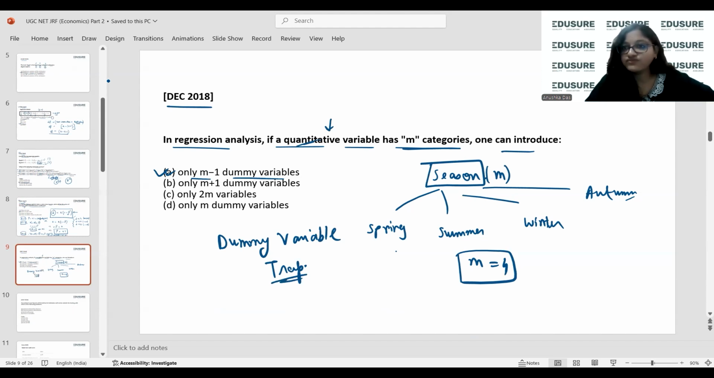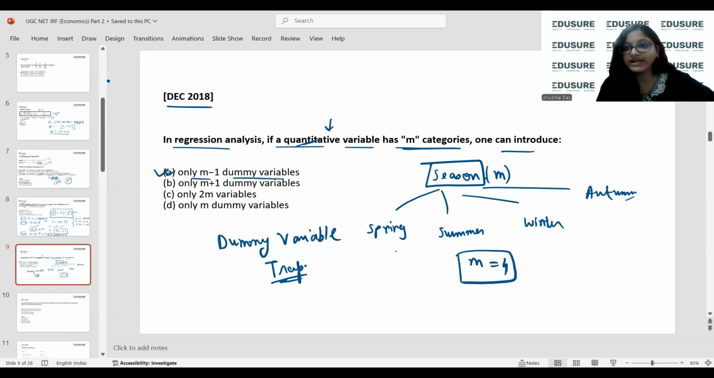In econometrics, you can prove that if you have m number of categories, and if you introduce m number of dummy variables in your model, then there will be a perfect multi-collinearity problem in your model. And if perfect multi-collinearity is present, then you cannot estimate all the parameters separately. This is one of the consequences of multi-collinearity. It restricts you from estimating all the parameters individually. You can find out the joint effect of the parameters, but individual effects cannot be found out. That is the dummy variable trap.